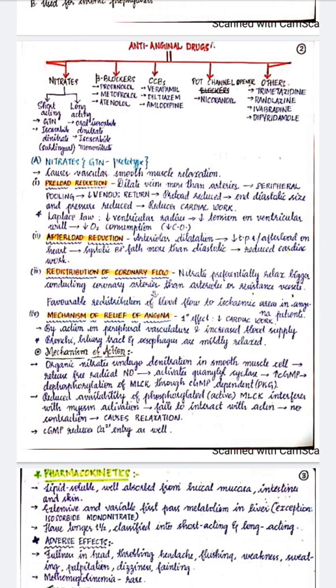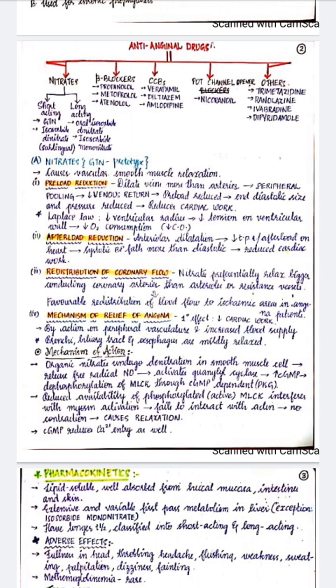According to Laplace law, when the ventricular radius decreases, the tension or pressure onto the ventricular wall also decreases. This causes decrease in the oxygen consumption and cardiac output. Afterload reduction. This is by arteriolar dilatation, reduces the total peripheral resistance. The afterload on the heart also decreases. The systolic BP falls more than the diastolic BP and hence reduces the cardiac work.